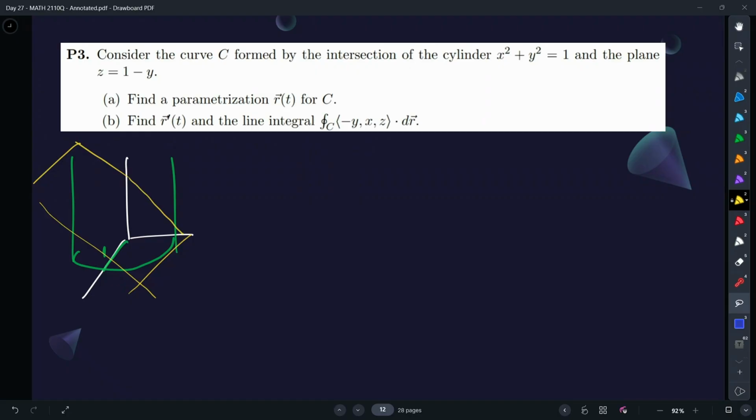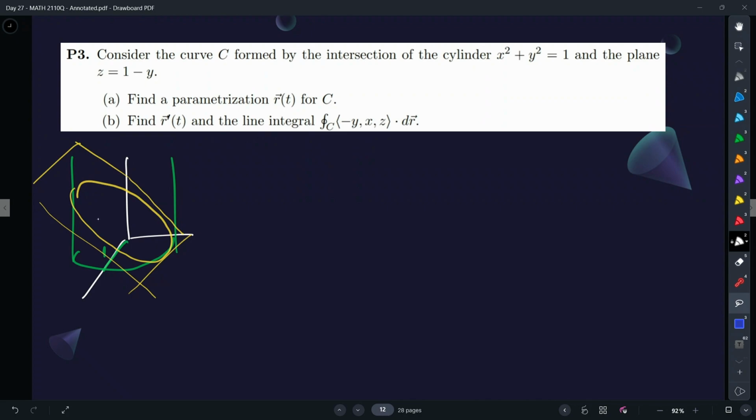So if I continue that and grab the plane like that, I think I get something like this for my curve. Okay, the intersection of the plane and the cylinder will be a conic. It will be some sort of ellipse like this. How do I find a parameterization of this?